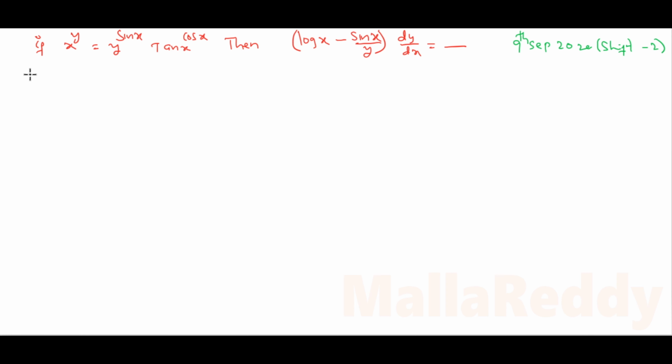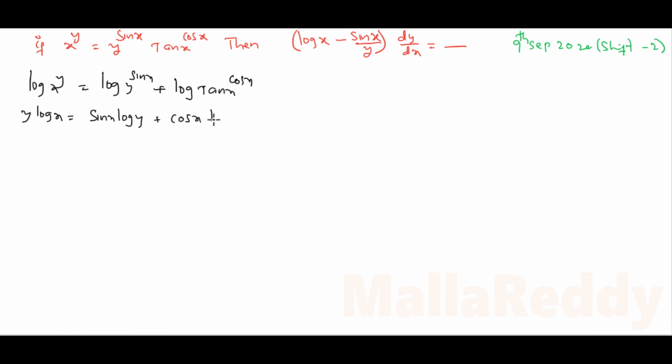Applying log on both sides, that is log x^y is equal to log of this value. This is log of m into n, that is log m plus log n, that is log y^(sin x) plus log (tan x)^(cos x). So from this equation, y log x is equal to sin x into log y plus cos x into log tan x. So take differentiation on both sides.